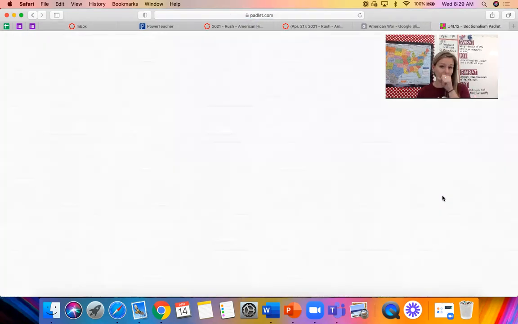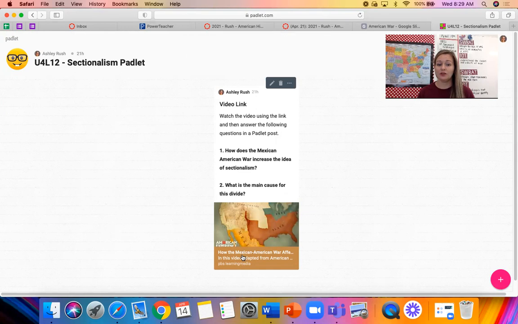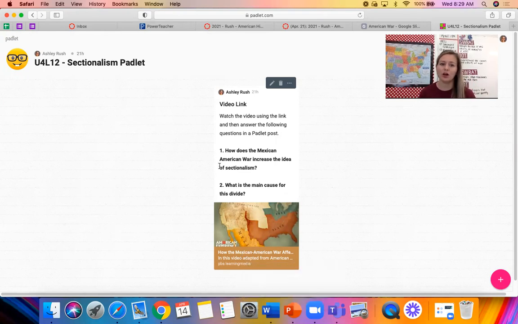So for the Padlet, you're going to see my initial post. It's got a video that is linked right here. It actually takes you to a PBS website, and then you're going to see the video link there. Watch that video. While you're watching that video, and it's not long at all, you're just going to come up with the answers for these two questions. Number one, how does the Mexican-American War increase the idea of sectionalism? And then what is the main cause for this divide?